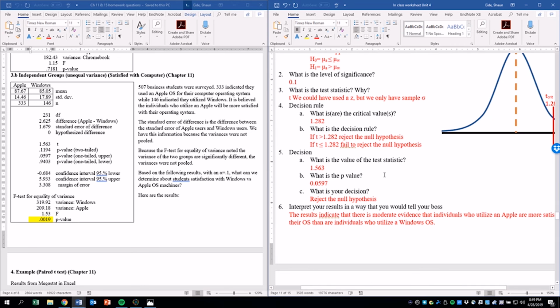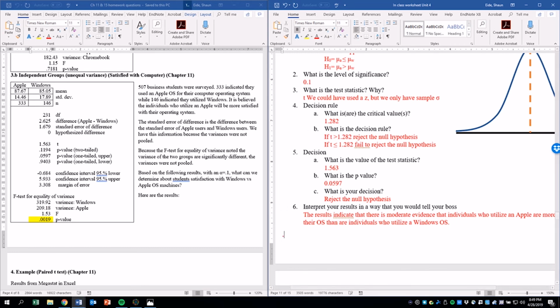Remember, these are the thresholds, right? If it's below 0.1, you've got moderate evidence. If it is below 0.05, you can say strong. And if it is below 0.01, you can say extremely strong. And so because this is below 0.1, but it's above 0.05, we're just going to say moderately strong, or there's moderate evidence that the individuals.